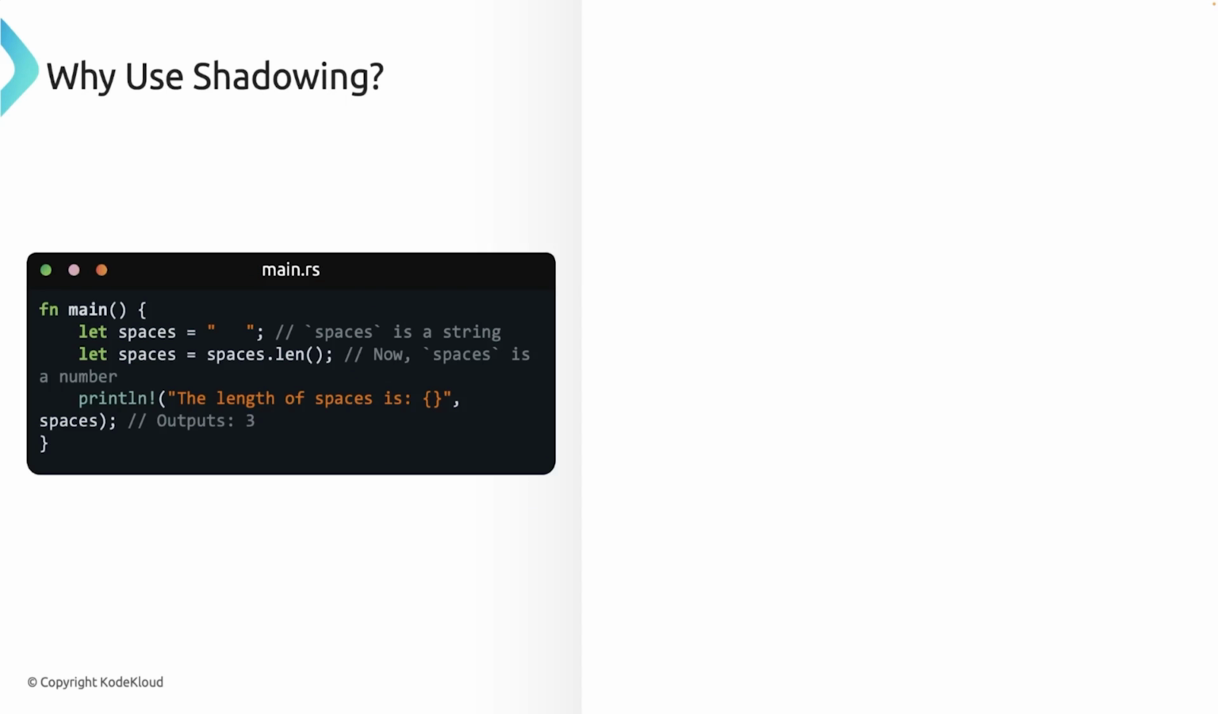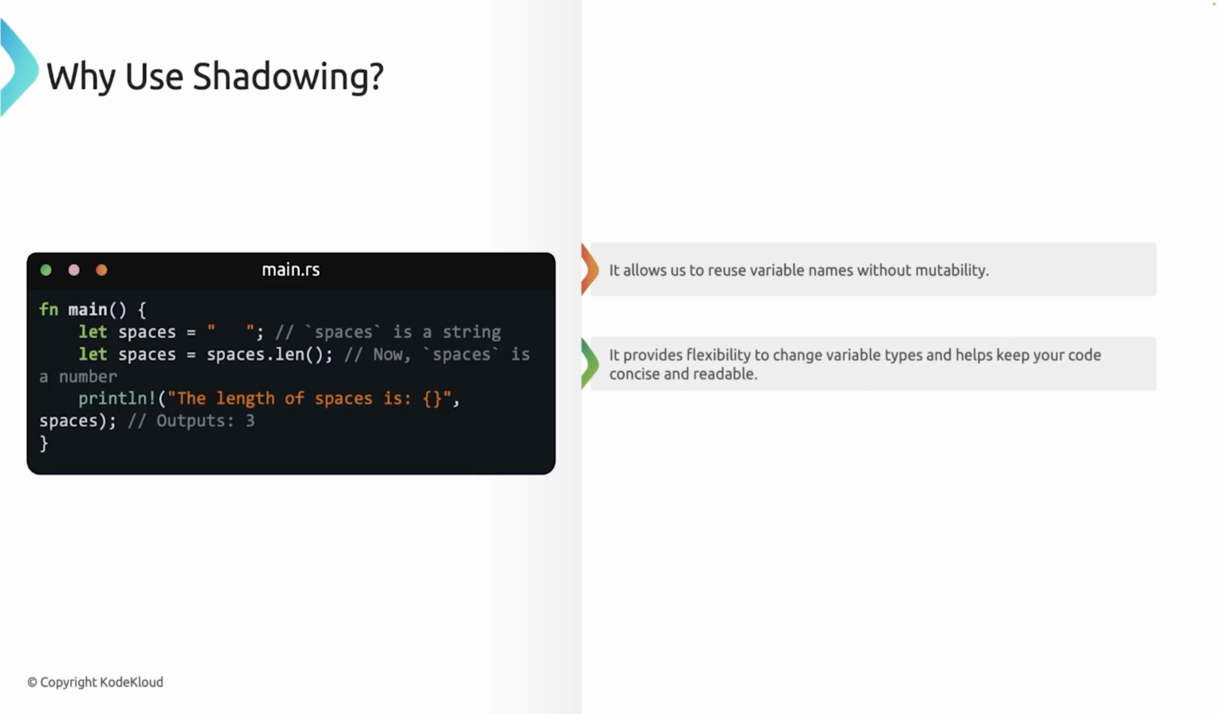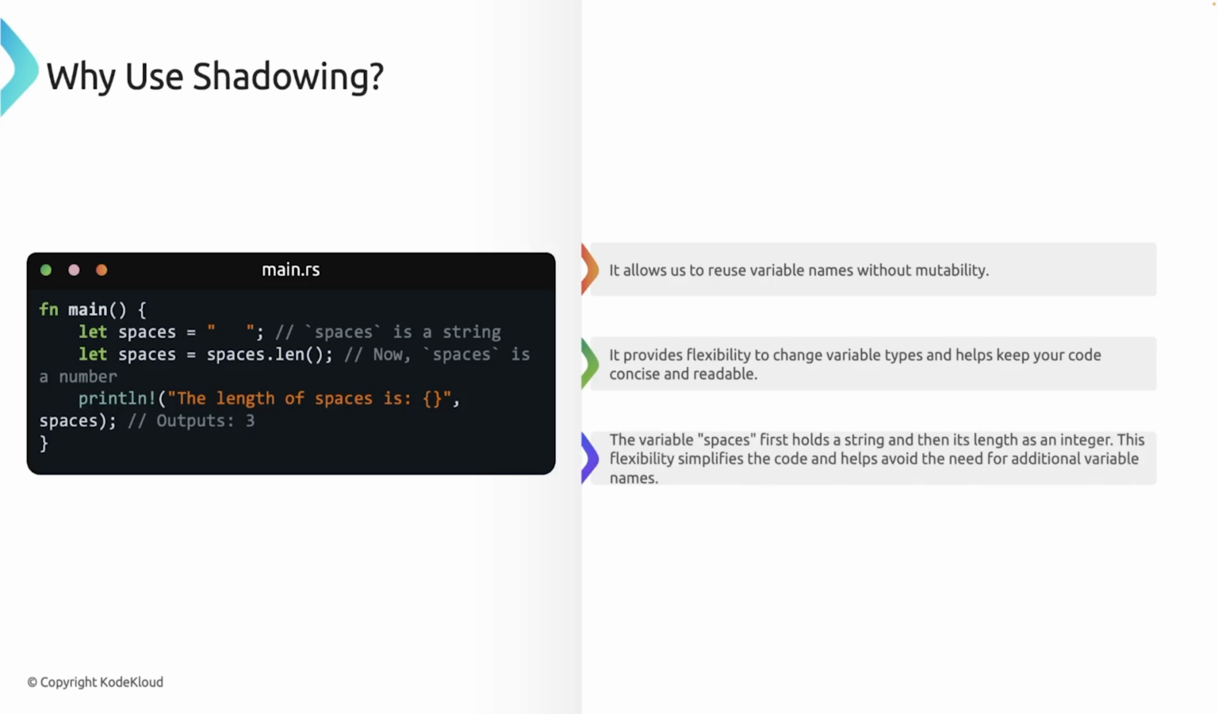Let's see why we should use shadowing. First, it allows us to reuse variable names without mutability. It provides flexibility to change variable types and helps keep your code concise and readable. For example, in the code here, the variable spaces first holds a string and then its length as an integer. This flexibility simplifies the code and helps avoid the need for additional variable names.